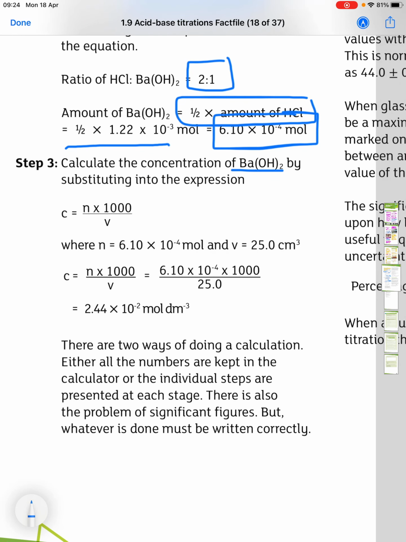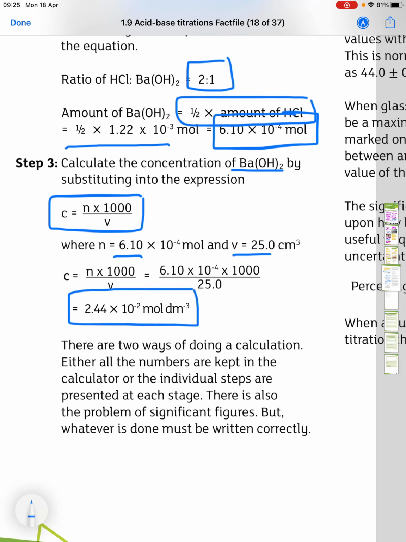Next, we calculate the concentration of the barium hydroxide by substituting it into the expression concentration equals n times 1,000 over V. We know n, we know V, we put those in. So 6.10 by 10 to the minus 4 times 1,000 over 25, which gives us 2.44 by 10 to the minus 2 moles per dm cubed.